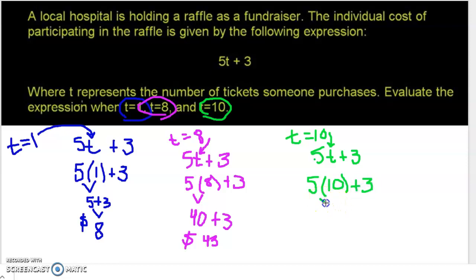Order of operations tells me I multiply first. 5 times 10 is 50, and 50 plus 3 is 53. Please remember to put a dollar sign because we're talking about the cost of purchasing 10 tickets for a fundraiser. So that's it. That is how you're going to substitute values into the expression given to you on your extended response. Good luck.